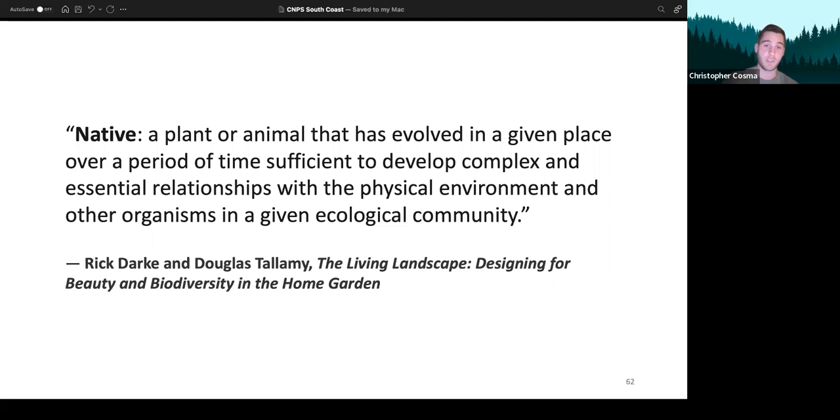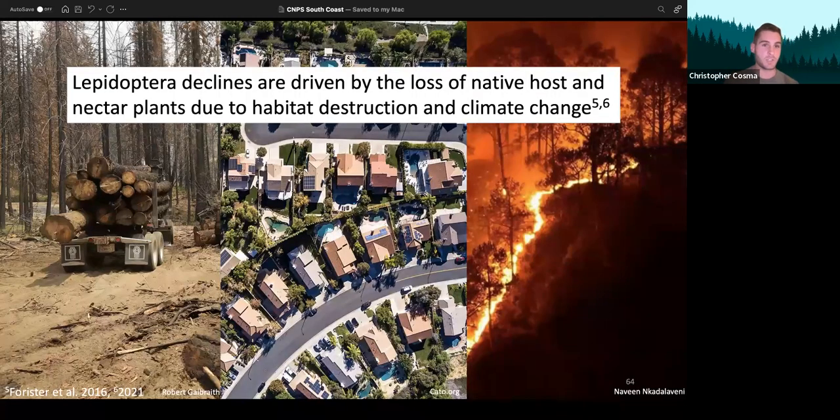So the reason I really like this definition of native is because it brings attention to a really important factor in why native insects need native plants, and that's because of coevolution. Over thousands of years of living alongside one another, these species of plants and insects have developed really specialized relationships. And that's why oftentimes our native butterflies and moths can only eat our species of native plants. And so it's really no surprise that Lepidoptera declines, including right here in California, have been shown to be driven by the loss of native hosts and nectar plants due to things like habitat destruction and climate change and all those other factors that I talked about.